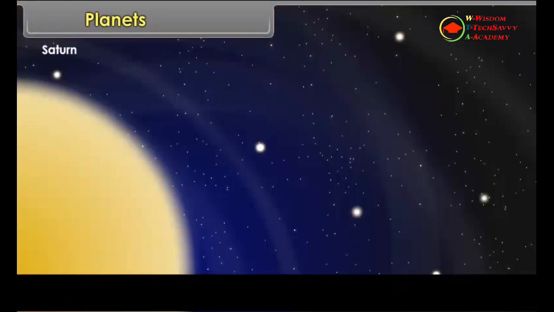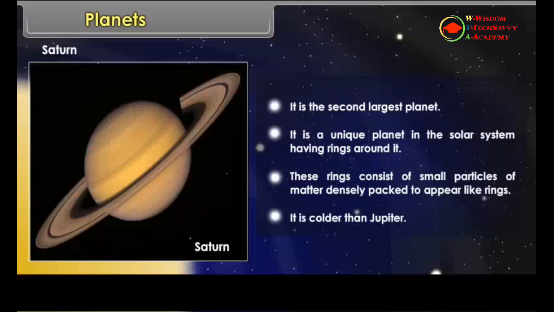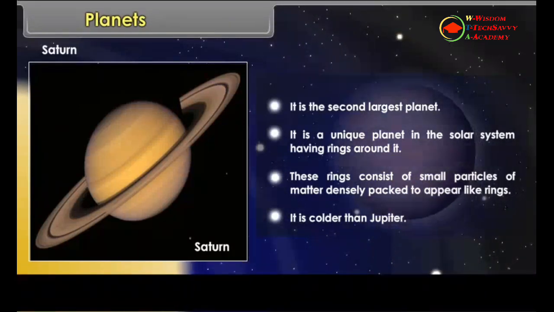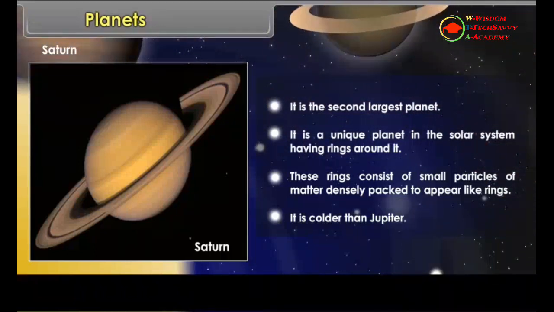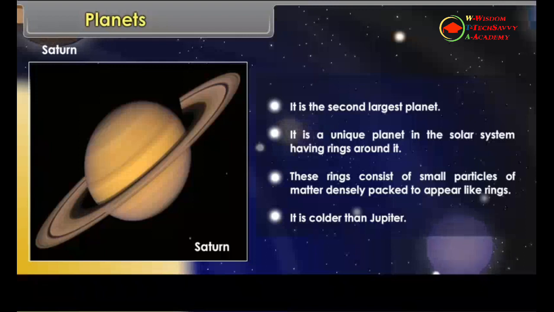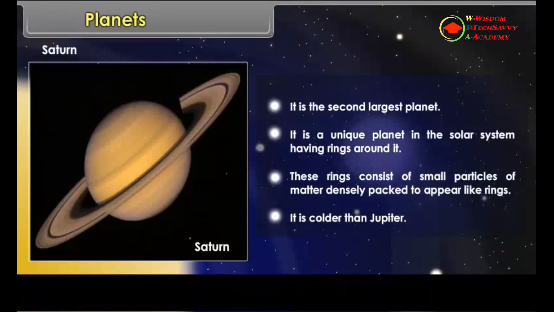Saturn. It is the second largest planet. It is a unique planet in the solar system having rings around it. These rings consist of small particles of matter densely packed to appear like rings. It is colder than Jupiter.